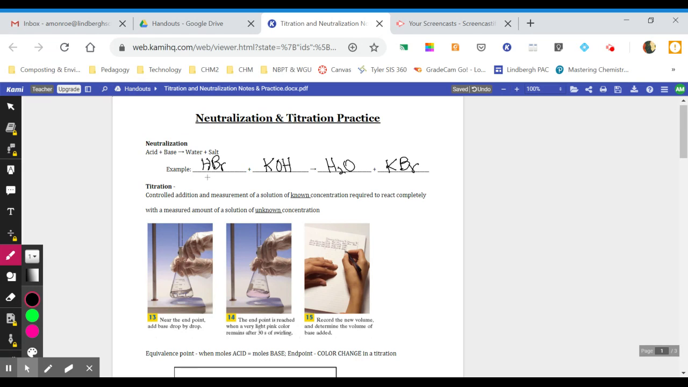You do have to sometimes look for if you have more than one hydrogen or more than one hydroxide, then you might have to balance the chemical reaction and do a little bit more work. But usually it's just this easy. You take the hydrogen and the hydroxide to make water, and then the other ions combine to make the salt.